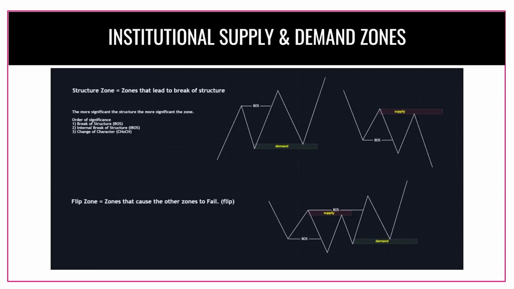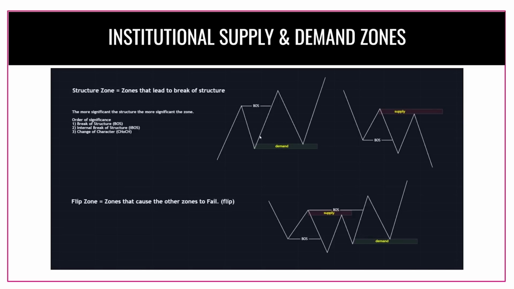Now let's discuss institutional supply and demand zones. Institutional supply and demand zones always happen on the higher time frame because, as I said before, the higher time frame market structure holds much more significance and relevance to what direction the banks, financial institutions, and smart money are moving their money around. The more significant the structure, the more significant the zone is. So when you see higher time frame breaks of structure, that is the most significant.